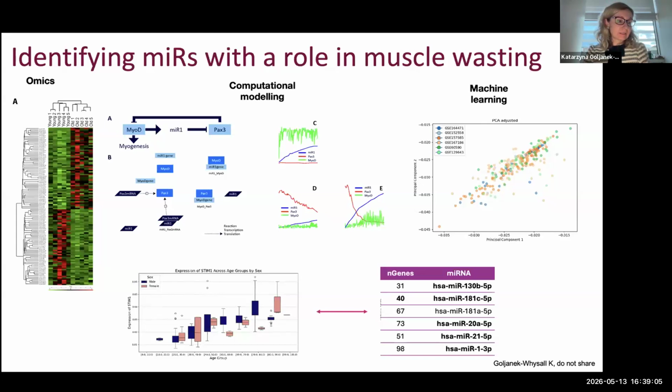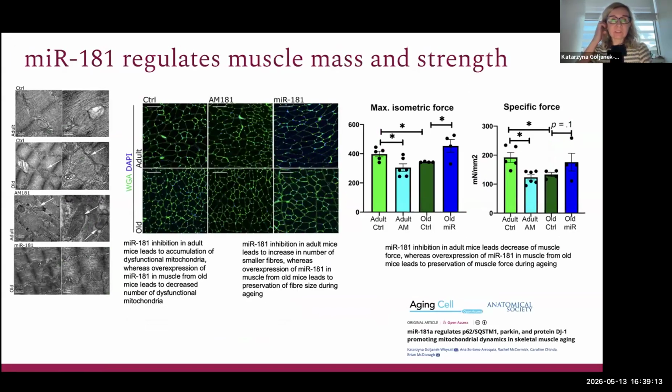So in a kind of divine way, we actually found some of the microRNAs that we have been studying in the lab, but also some new candidates. One of these is microRNA 181, which we have shown regulates muscle mass and strength during aging through regulation of mitochondria.